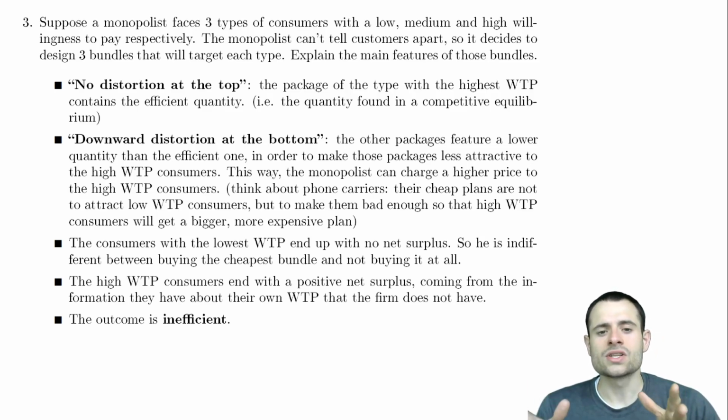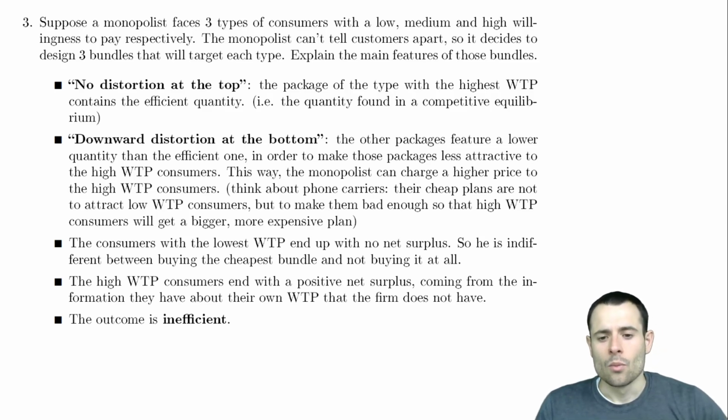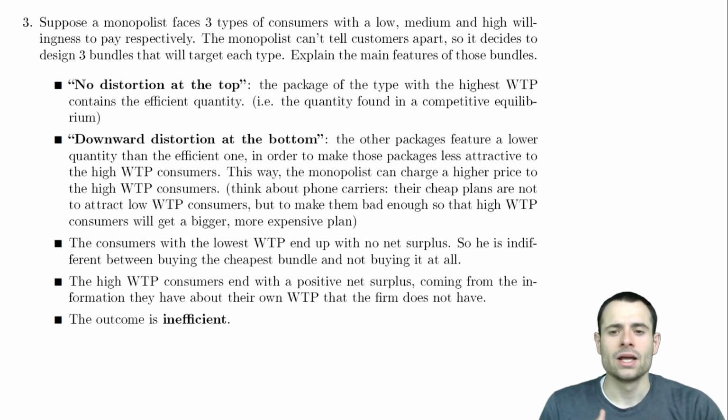Overall, because most of the bundles feature the non-efficient quantity, the outcome is inefficient. Monopolists, however, can extract more surplus by applying second-degree price discrimination than by applying linear pricing or uniform pricing.